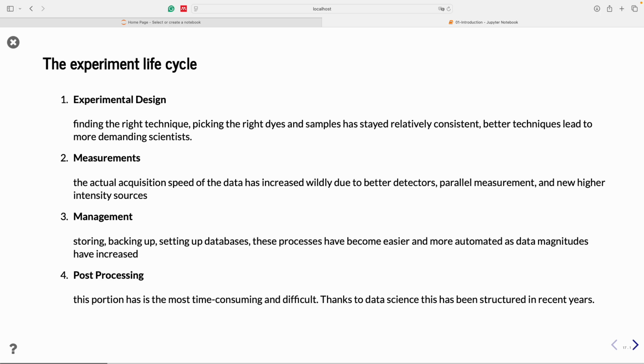And then you come to the post-processing, which is also an extremely time-consuming task, in particular if you have a lot of data. But with the help of data science approaches, this has evolved quite a lot over recent years. So there are a lot of tools that can help you to handle your data in a better way.